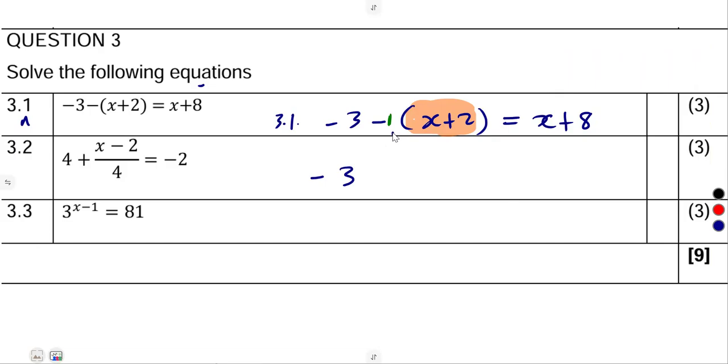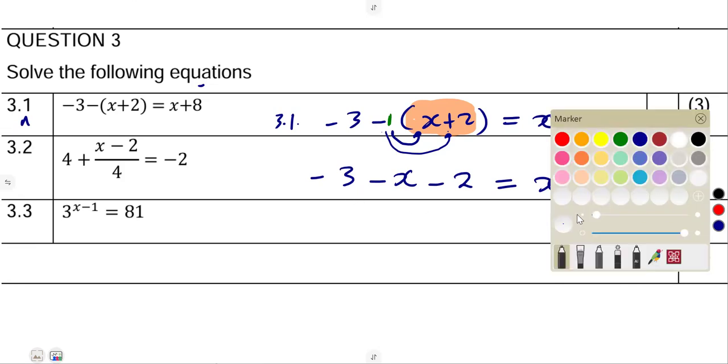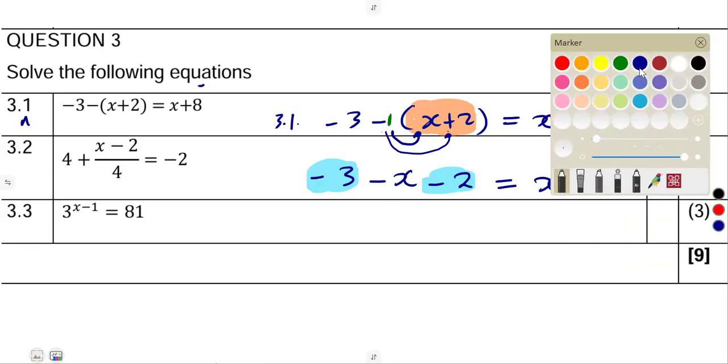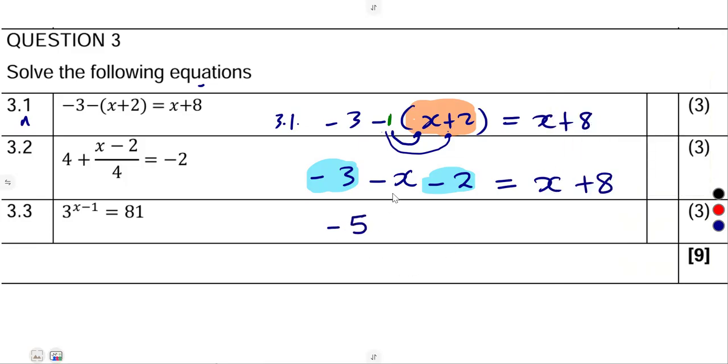You distribute negative 1 times x, which is negative x. Negative 1 and a positive 2, so negative, positive is negative. That's equal to the right-hand side, x plus 8. All right. On the left-hand side, we've got like terms, the minus 3 and the minus 2. So collect your like terms. Minus 3 minus 2, that is minus 5. So we've got minus 5 minus x equal to what? X plus 8.